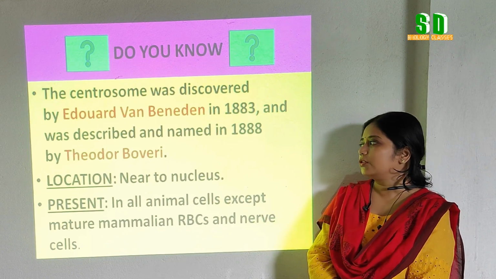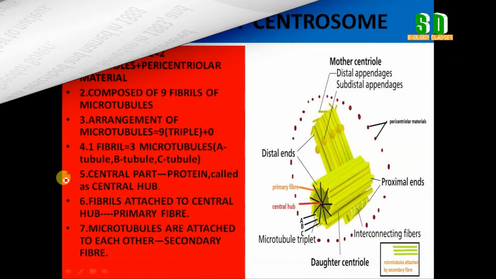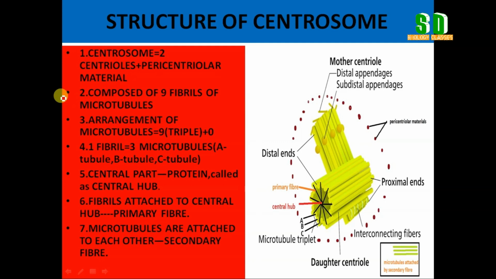So, now we will know about the structure of the centrosome. Students, now we are going to know about the structure of the centrosome. Till now we have learned that the centrosome contains two centrioles located just outside the nucleus and lying at right angles to each other. See here, we have two centrioles which are located at the center and at right angles to each other, that is, perpendicular to each other.